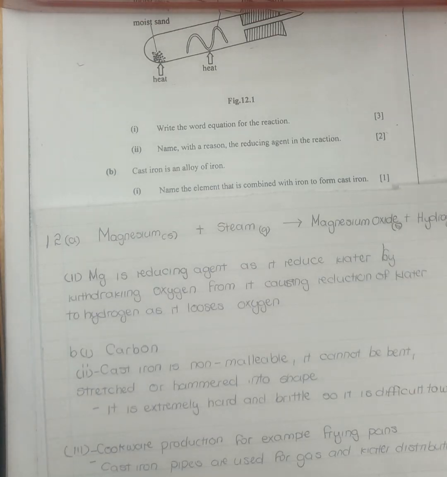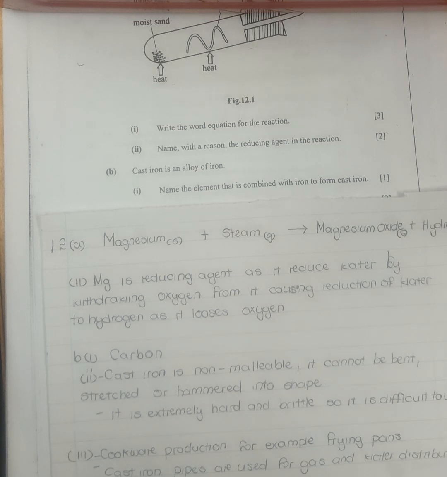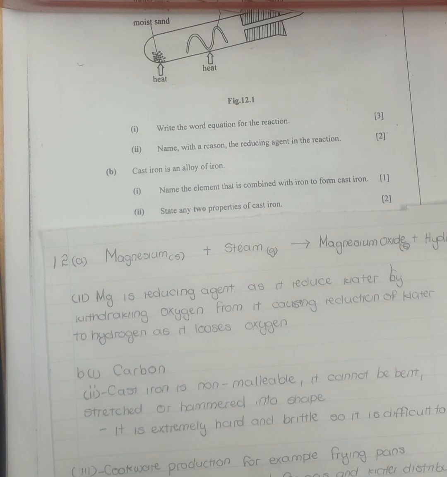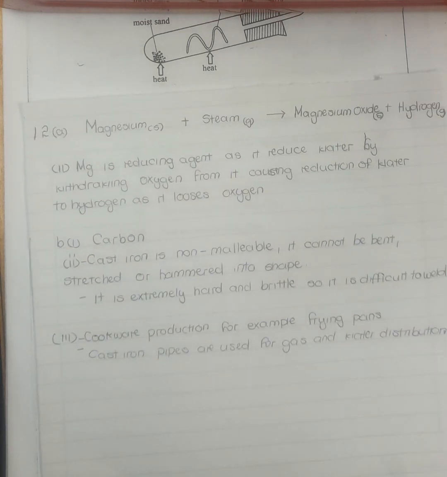Then part B, name the element that is combined with iron to form cast iron. We use carbon. And then two properties of cast iron. It is non-malleable. It cannot be bent, straightened, or hammered into a shape. It is extremely hard and brittle, so it is very difficult to weld.